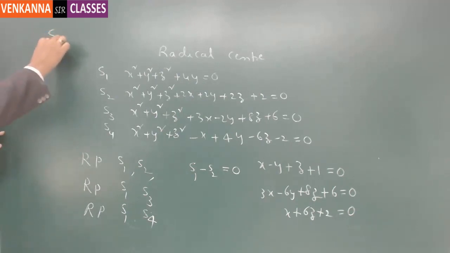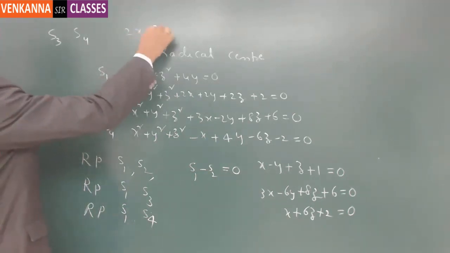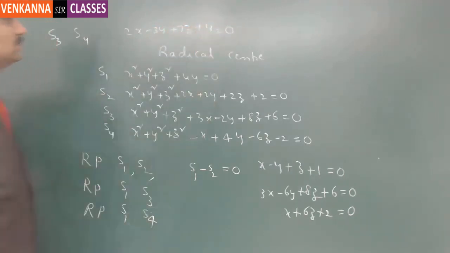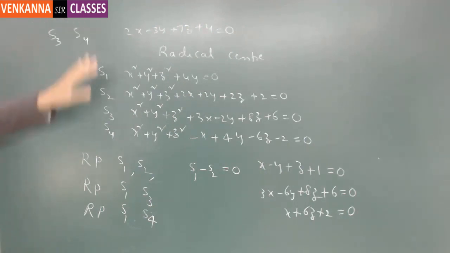So let us take S3, S4. You can take S2, S4 also. That is also okay. I have taken S3, S4. If you subtract them, you will get the equation as, so these are nothing but the four radical planes.